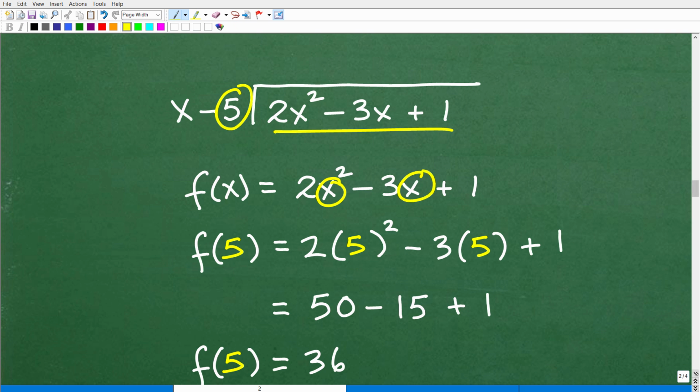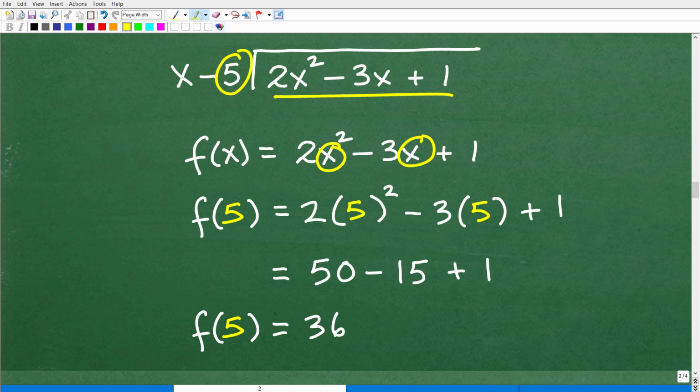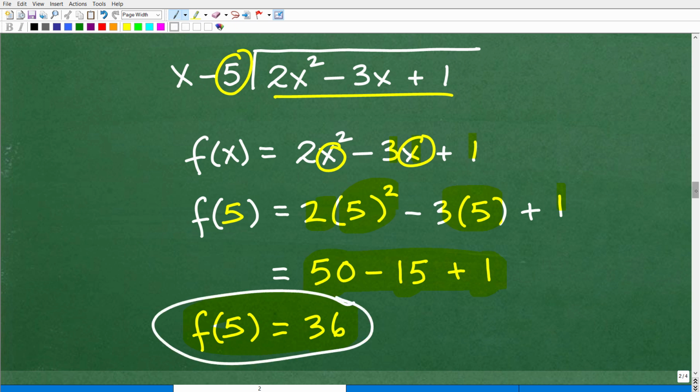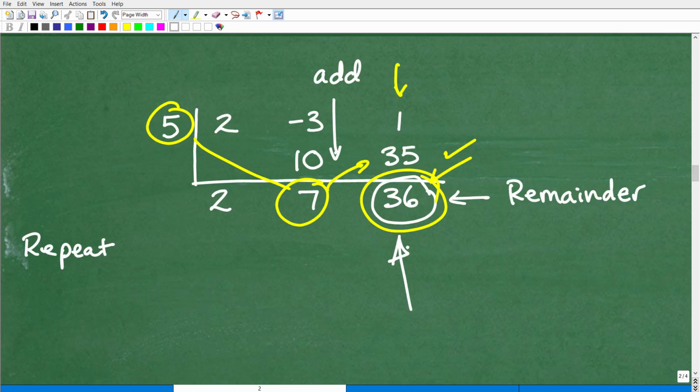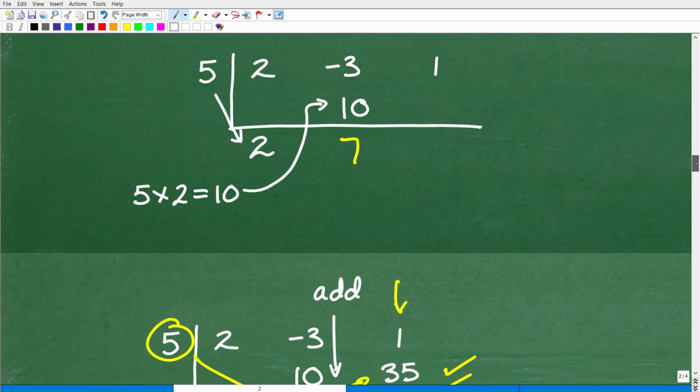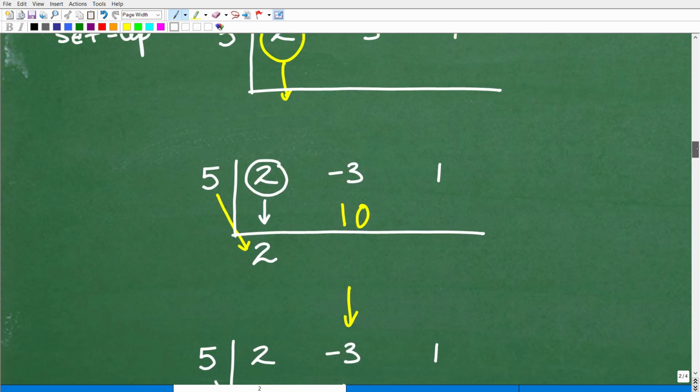So what are we going to get here? We're going to get 5 squared. 5 squared is what? 25 times 2, that's 50. And then this would be 3 times 5, which of course is 15. Plus that 1, 50 minus 15 plus 1 is 36. f of 5 is equal to 36, and I'm pretty sure that's the same thing we got over here with our remainder.